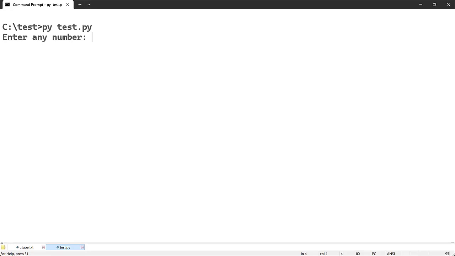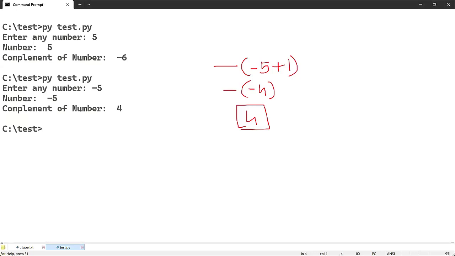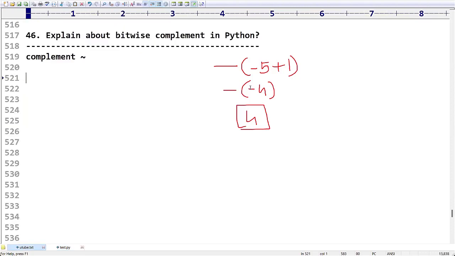Enter any number. I am giving 5. Sir, what output are we going to get? Just now I told the formula, right? Minus of n plus 1. Minus of 5 plus 1, which is nothing but minus 6. Sir, if the input itself is minus 5, then what will happen? Minus of minus 5 plus 1, so minus 5 plus 1 is nothing but minus 4. Minus of minus 4 is nothing but plus 4. Let us run this code. You can see the complement of that number is nothing but 4. Like that internal calculation will be there, sir.